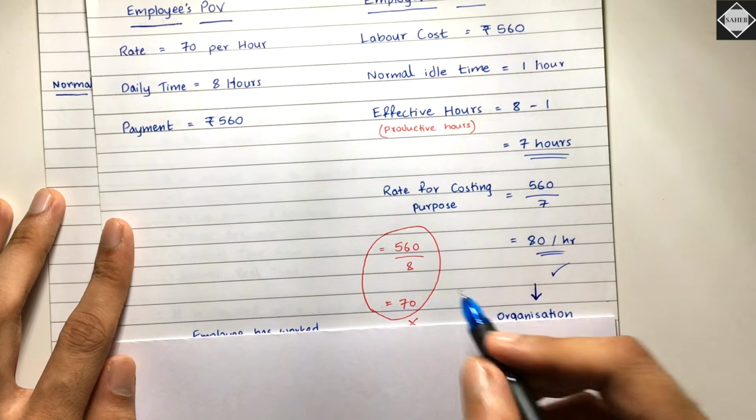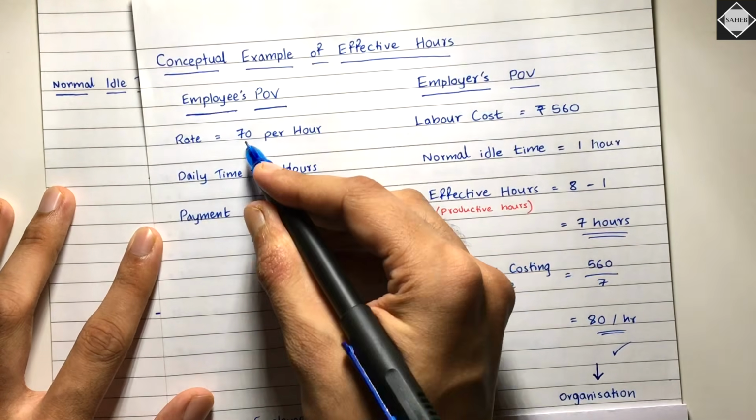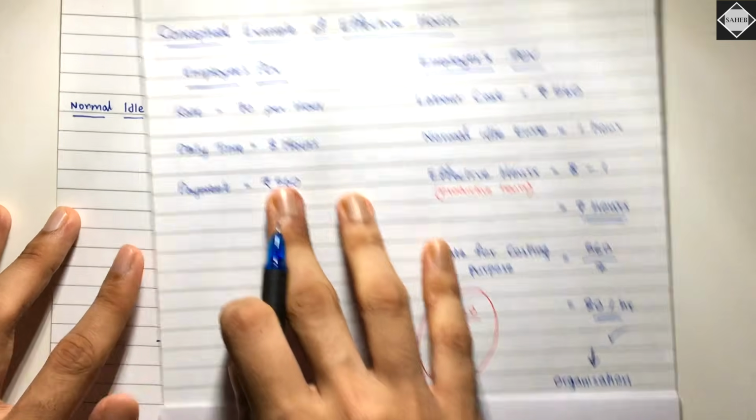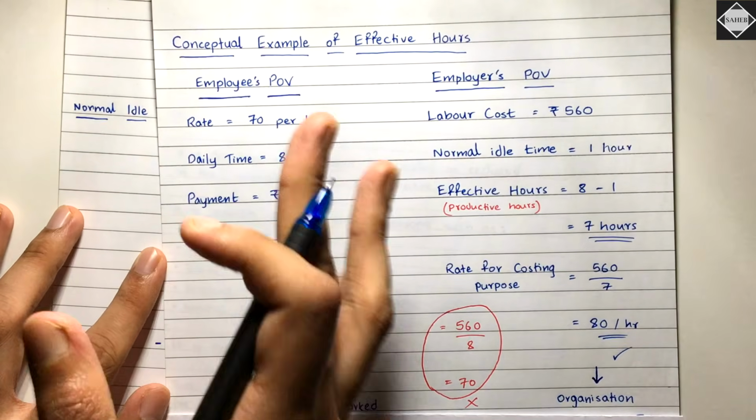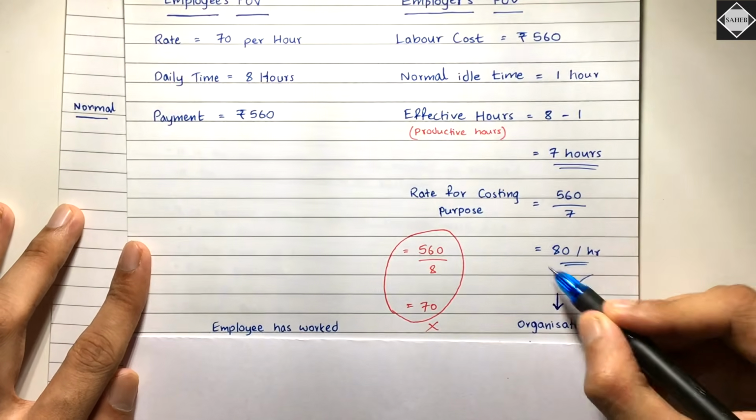So now we can't do this, 560 divided by 8, 70, we can't do this. That's fine from the employee's point of view, he's getting that money. But from the company's point of view, this is the rate we will use when we do the cost accounting. You have to understand that.